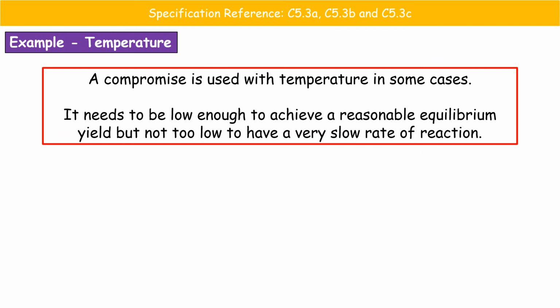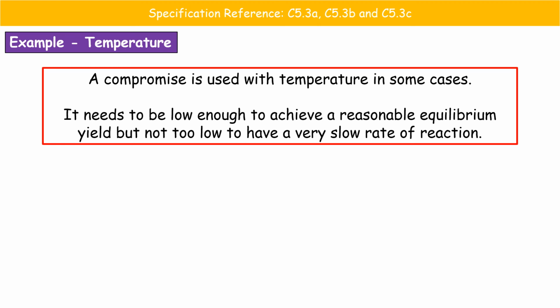Once more though, we don't just pick the highest or lowest temperature in each case. We will need a compromise for temperature as well, particularly if we're looking at one where it would be shifting the equilibrium position to the left. Because if we shift the equilibrium position too far to the left, what's going to happen is we're going to be making, obviously, a significant amount of the reactants back. We don't want to do that if we want the product.